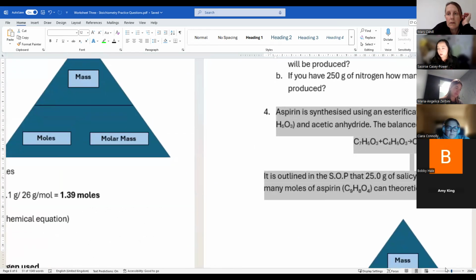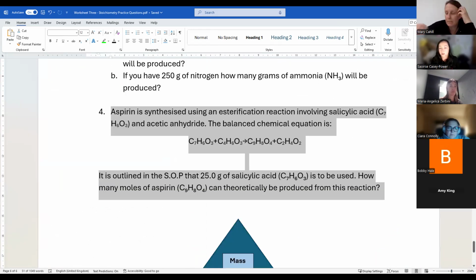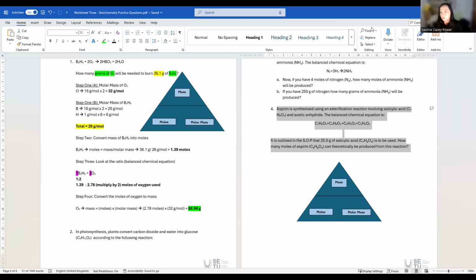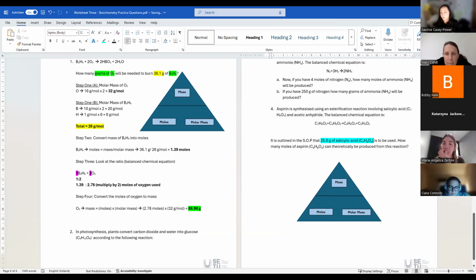Okay, so part 4, aspirin is synthesized using the esterification reaction. Like I said, it gives you a little bit of a spiel about the reaction or the compound itself. So what this tells me is that the balanced chemical equation is this. It's outlined the SOP to 25 grams of salicylic acid. So that's an important thing, so I'll highlight that. How many moles of aspirin can theoretically be produced from this reaction? So this is the exact same thing again. It's just asking us in a different way, but again the exact same layout.